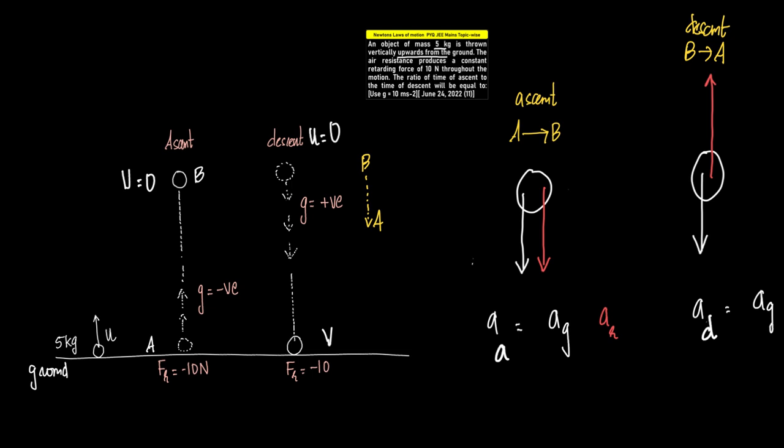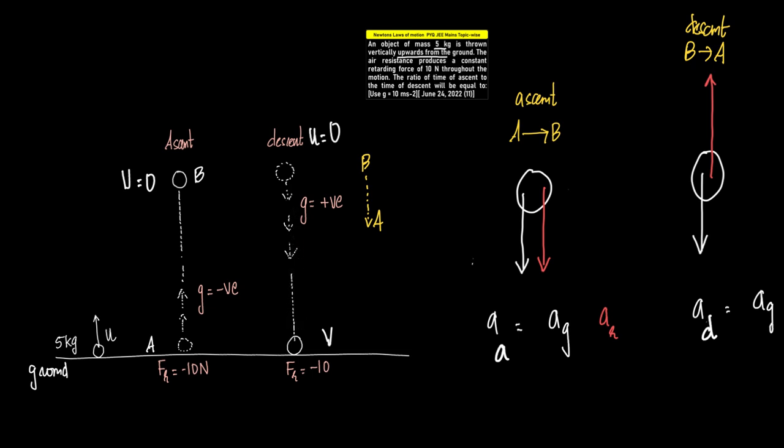So from A to B, there is some initial velocity, and the final velocity, as the object reaches its top, is going to be equal to 0, right? For the descent, the initial velocity will be the final velocity of ascent. I repeat, for the descent, the initial velocity of descent will be the final velocity of ascent. The final velocity of ascent is 0, and therefore the initial velocity of descent would be 0. It will keep on increasing.